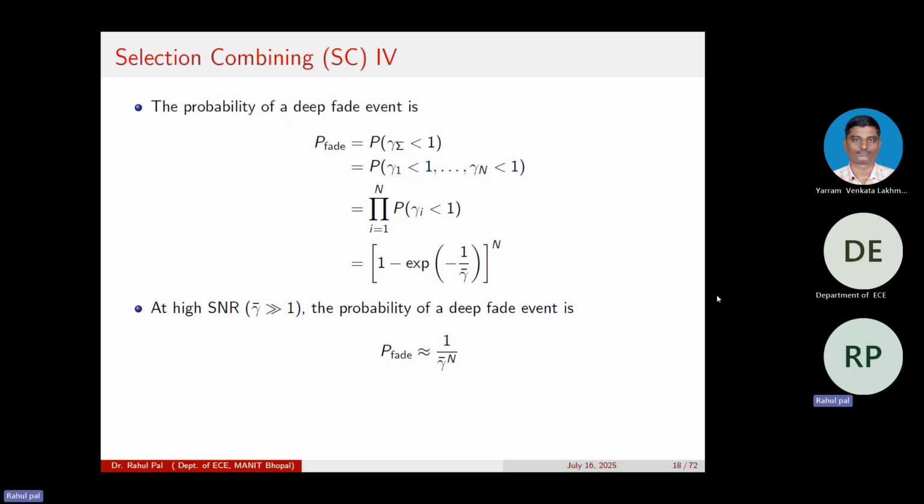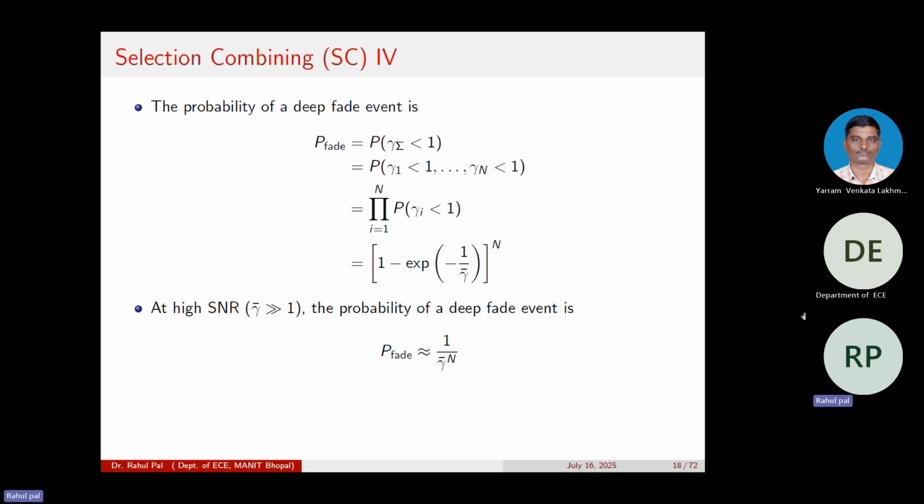Now in the earlier case, when we used a single antenna, the probability of deep fade event was 1 by gamma bar. So for example, if gamma bar is 10, the probability of deep fade event is 0.1. But if we are using selection combining with two antennas, the probability of deep fade event is 1 by 10 raised to power 2, which means 0.01. So this is how we are reducing the probability of deep fade event.